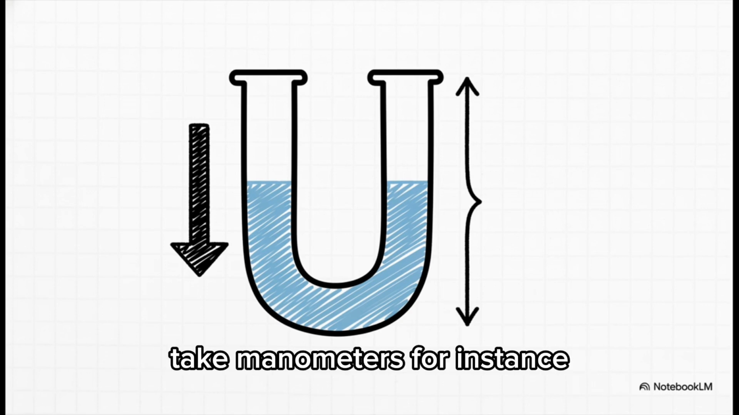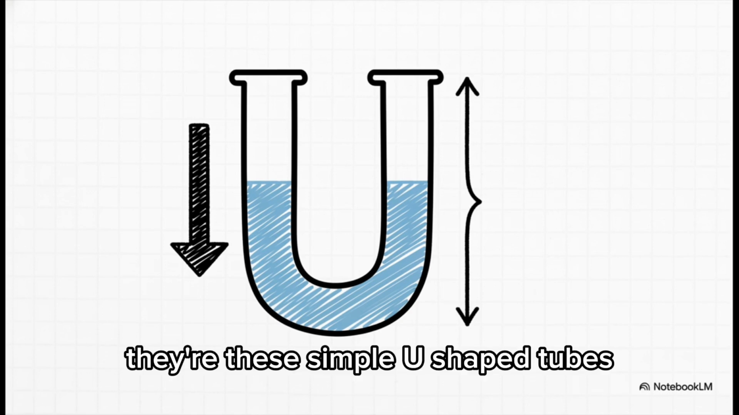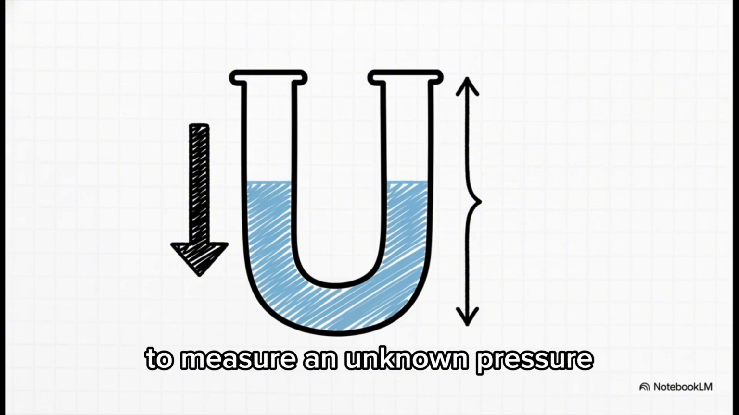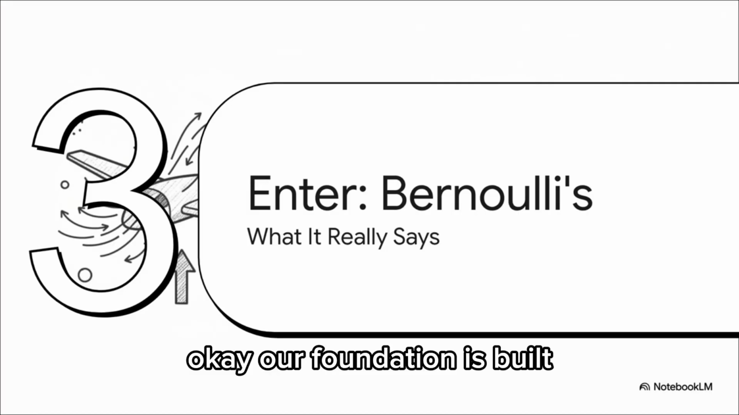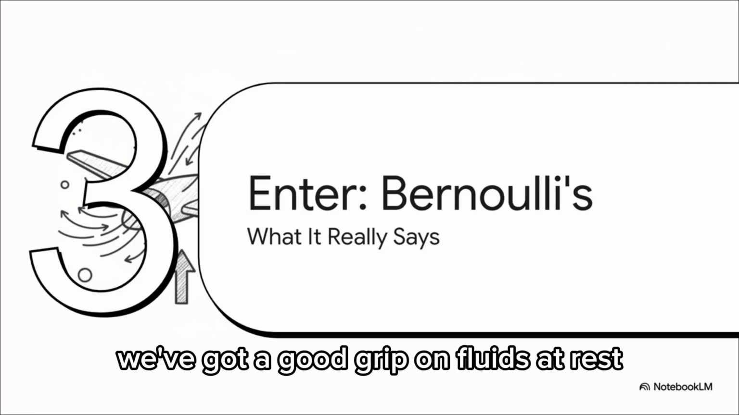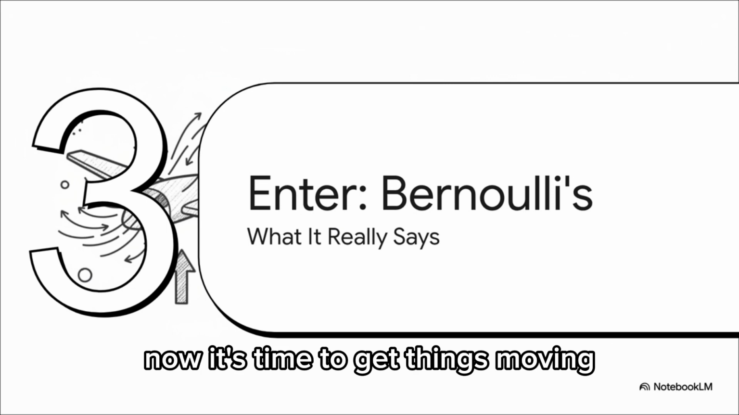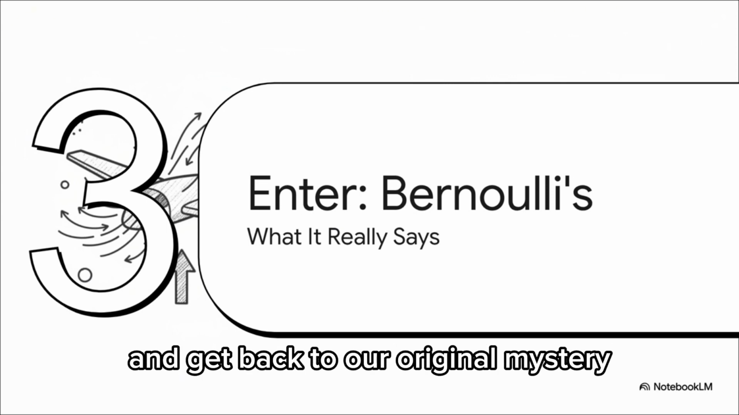Take manometers, for instance. They're these simple U-shaped tubes that use a column of liquid to measure an unknown pressure. It's all based on these fundamental rules of fluids at rest. Okay, our foundation is built. We've got a good grip on fluids at rest. Now it's time to get things moving and get back to our original mystery.